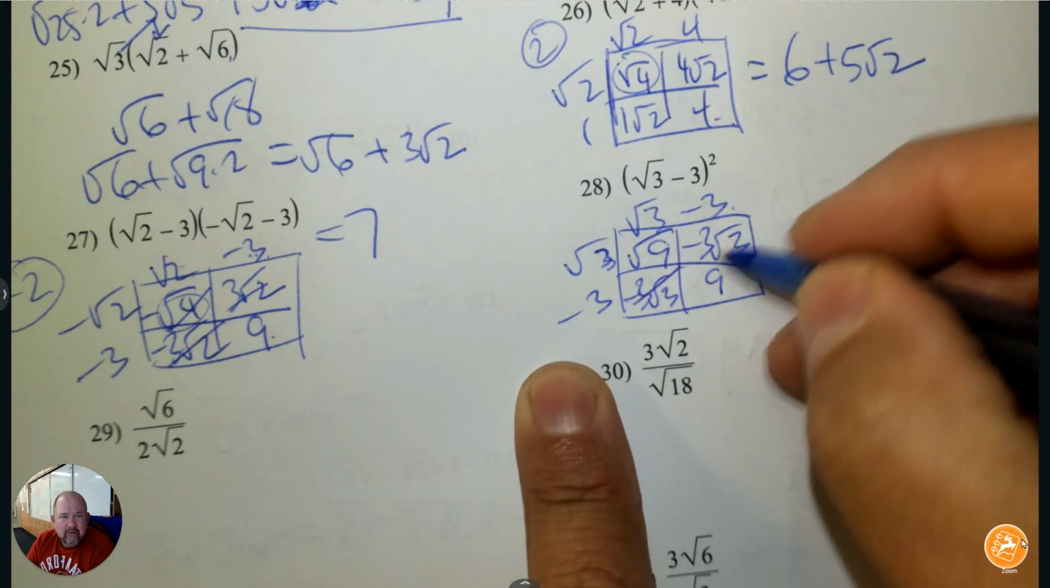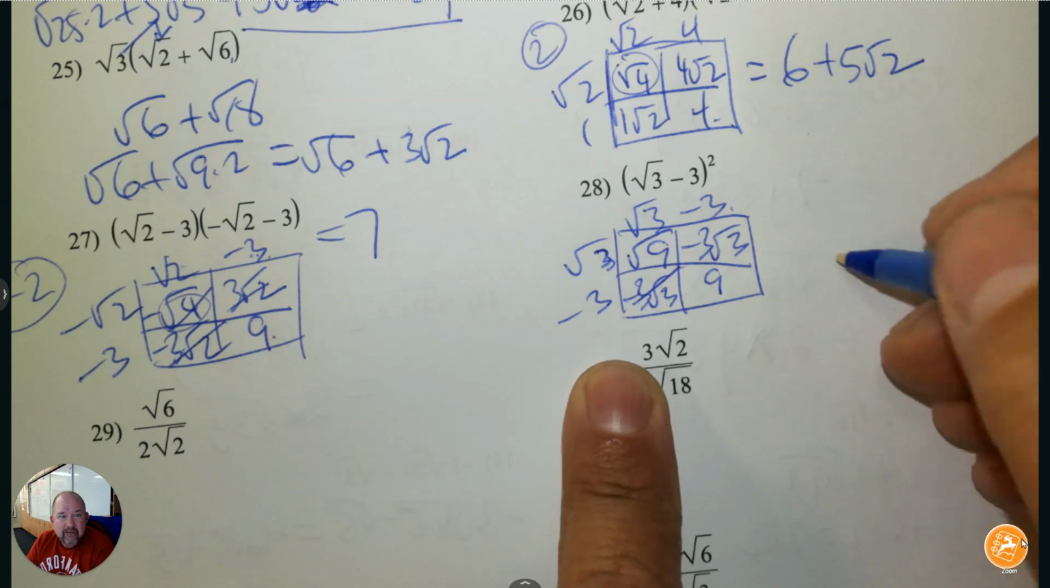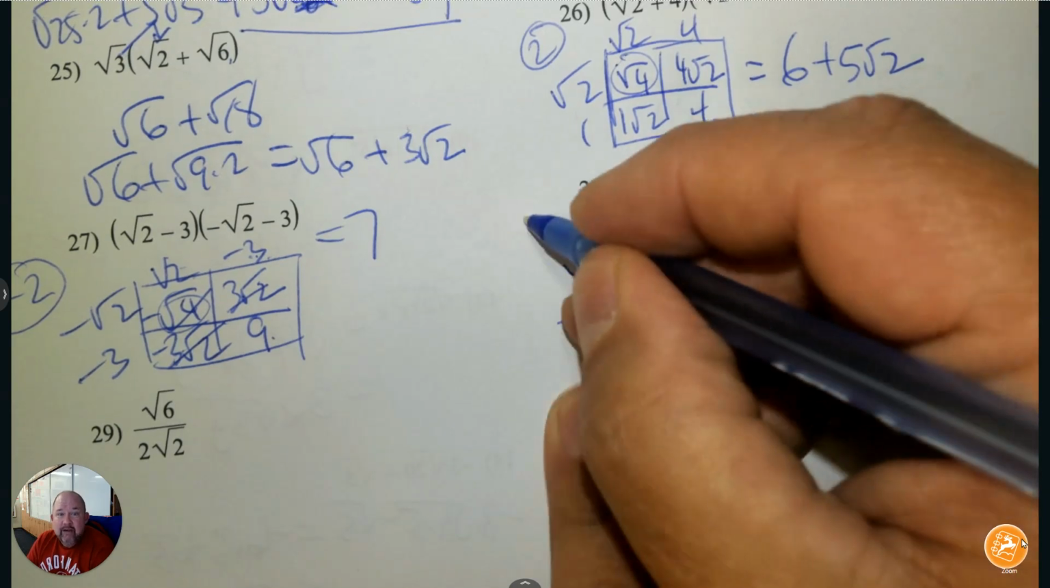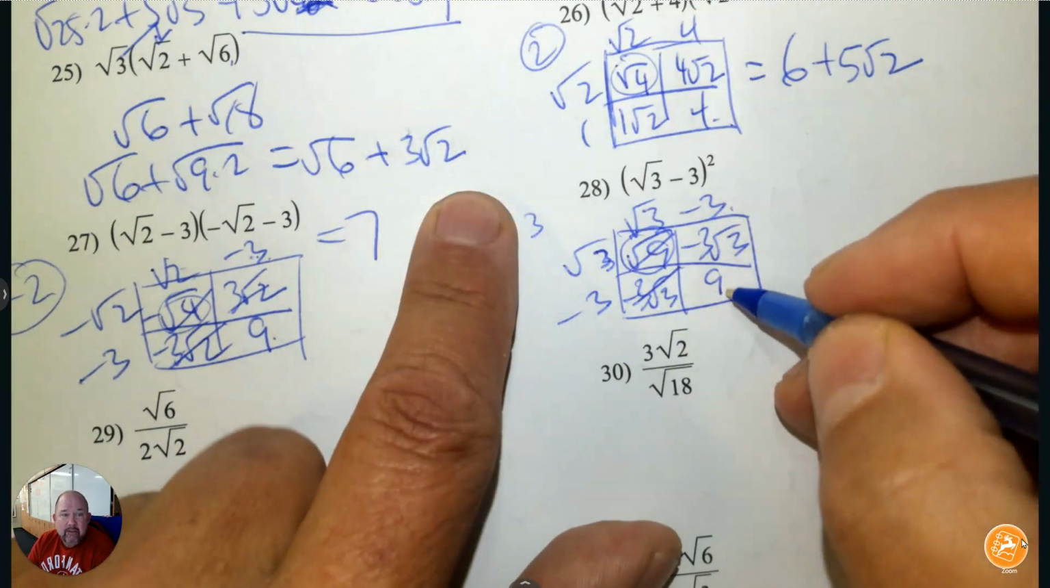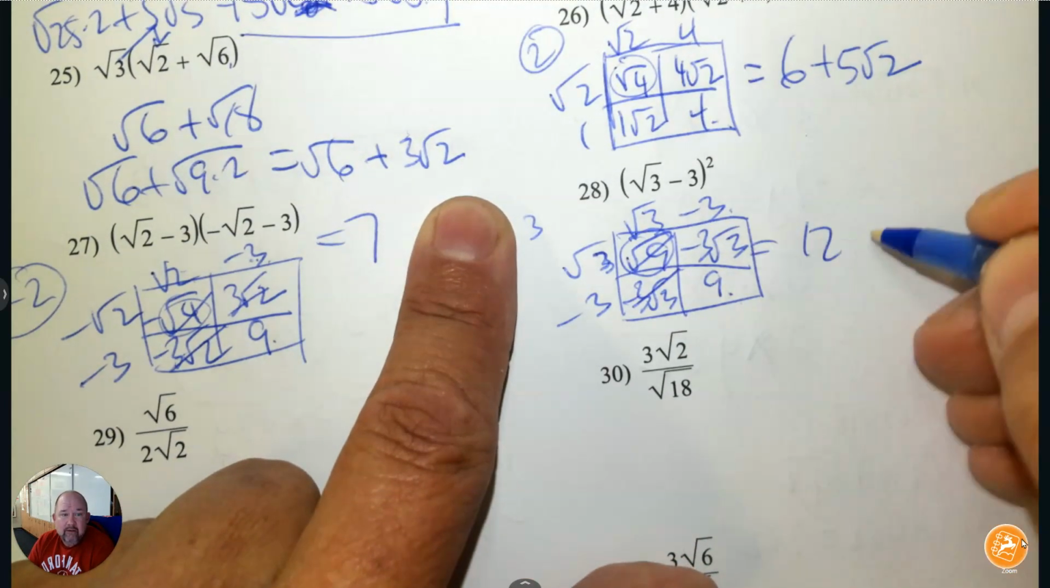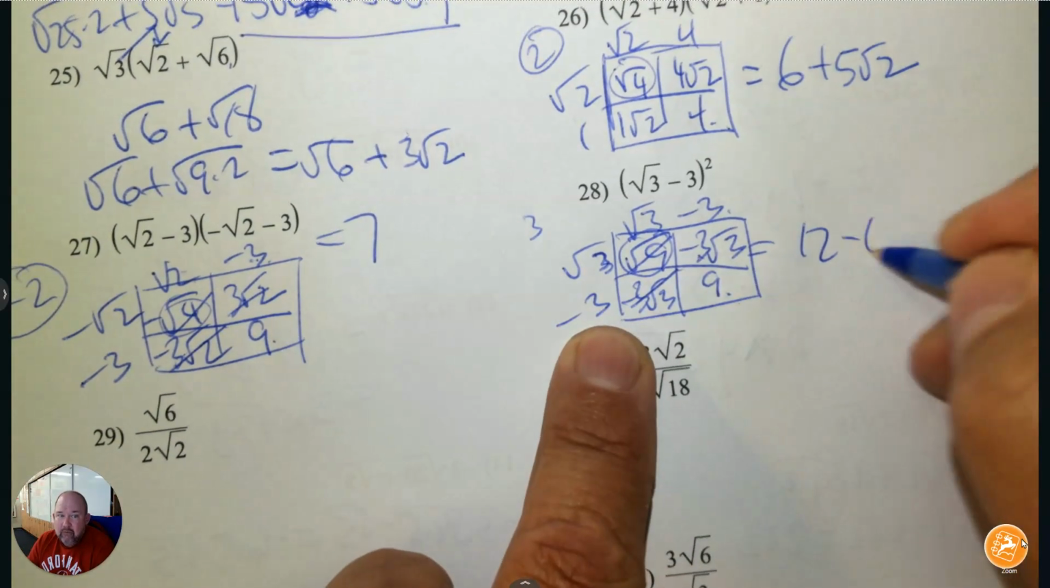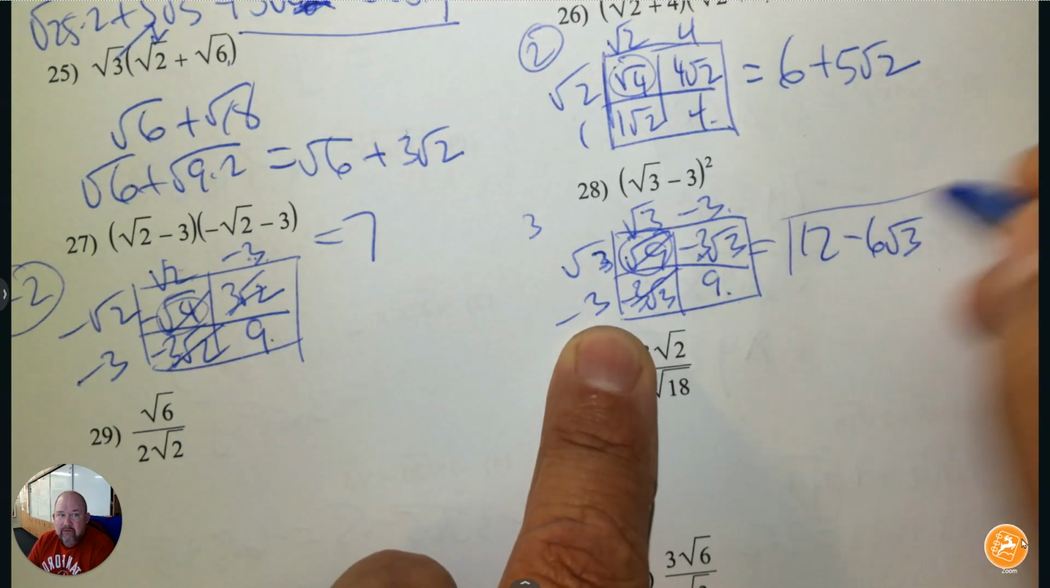These do not cross out. They're the same, so it's negative 6. Anyways, this is the square root of 9, which is 3. So it's 3 plus 9, which is 12. And negative 3 and negative 3 do not cross out. That's negative 6. And you have your answer.